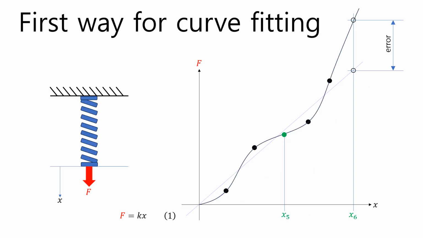First, let's see what problems arise if we get a function that passes all the data exactly in the spring system shown in the figure. Given four pieces of data as shown in the figure, let's assume that we have found a function that passes exactly through all four pieces of data.